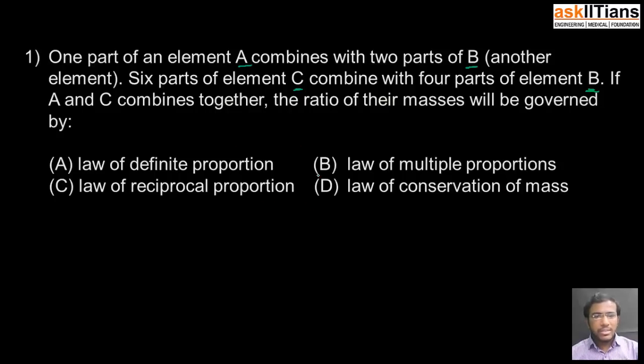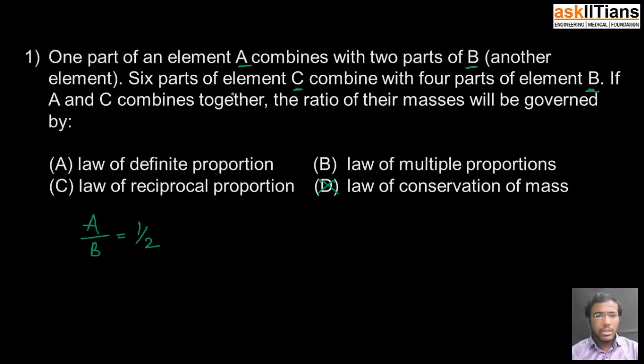So here you can easily eliminate the fourth option, the law of conservation of mass. No, this is not related to the law of conservation of mass. So any one of these 3 options, A, B, C, might be the correct one. Let's see which is the correct one. One part of an element A is combining with 2 parts of B. So the ratio of A and B in which they are combining is equal to 1 by 2, right?